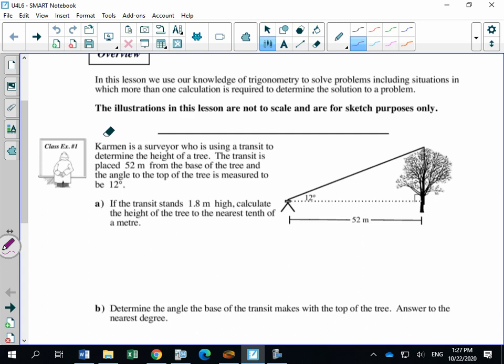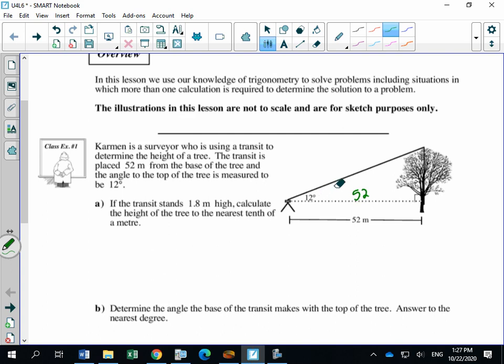So what it says is Carmen is a surveyor who is using a transit to determine the height of a tree. So here's the little transit here. The transit is placed 52 meters from the base of the tree. So this triangle here, they do have the 52 meters labeled, but let's put the 52 as well on the triangle. And then it says that the angle to the top of the tree is measured to be 12 degrees. So this angle here is 12 degrees.